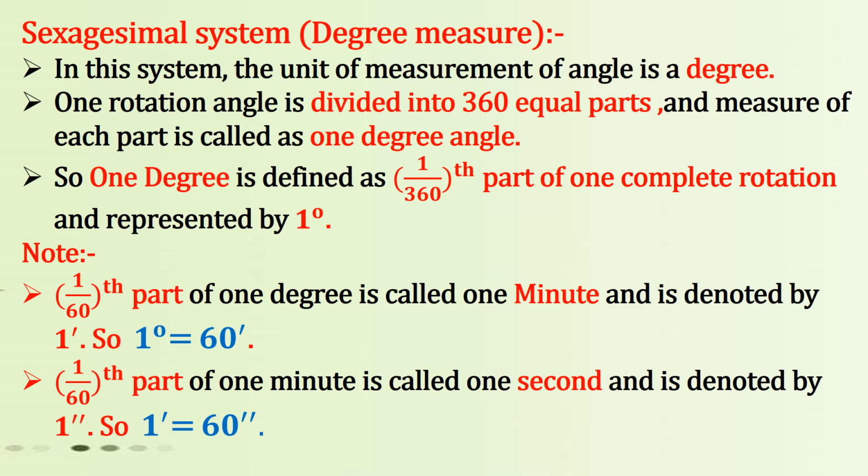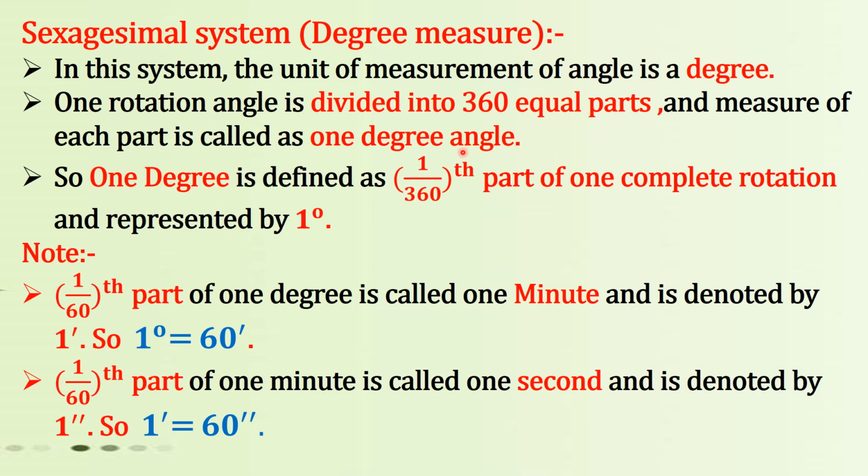Now the first one, the sexagesimal system or degree measure, we will see in detail. In this system, the unit of measurement of angle is a degree, and a degree is defined like this. One rotation angle is divided into 360 equal parts, and the measure of each part is called a 1 degree angle. You can get it easily by joining two protractors along their bases. Then you will get a full circle, and you can see different equal degrees marked on the protractor, and each equal part is 1 degree. So you will get 360 equal parts on that.